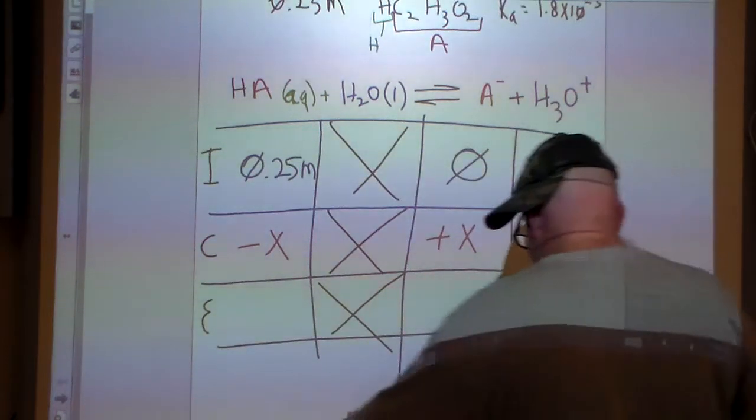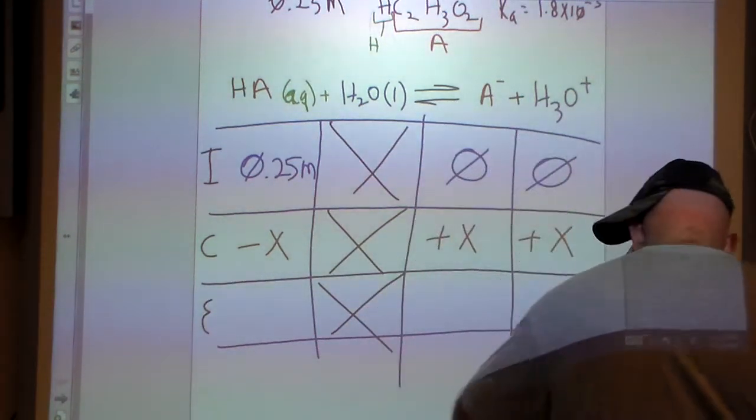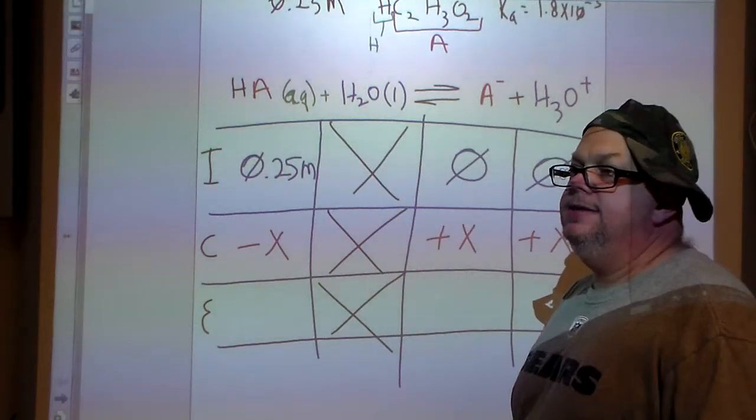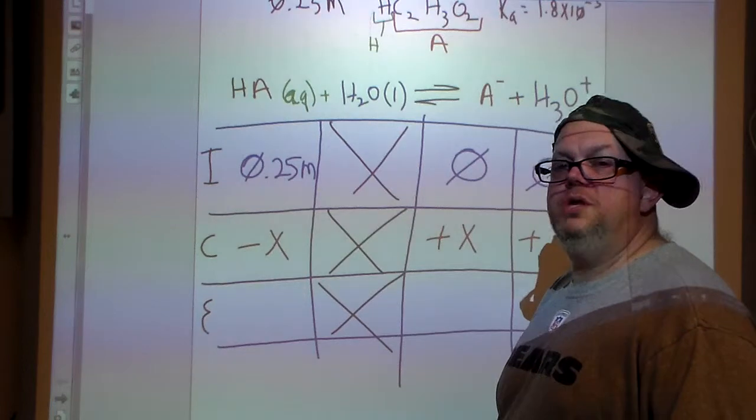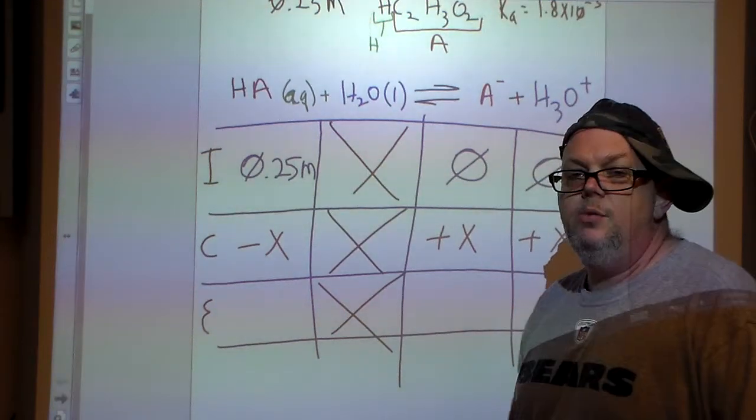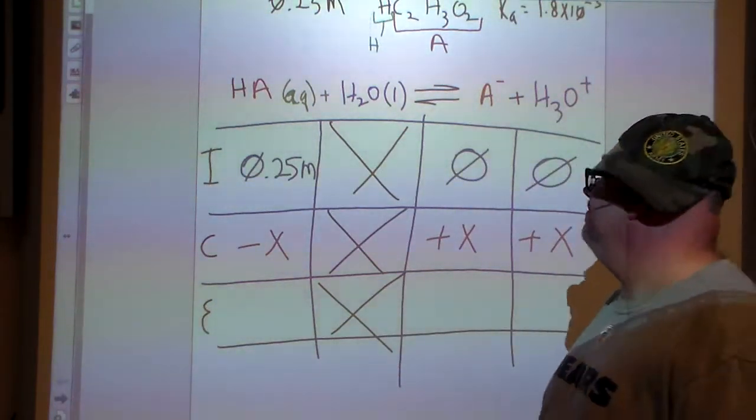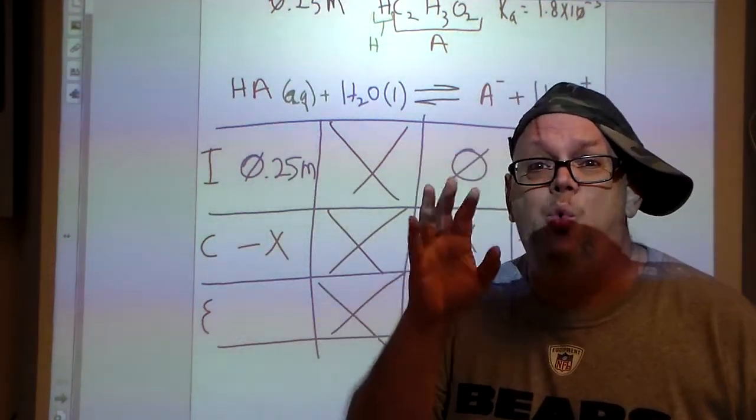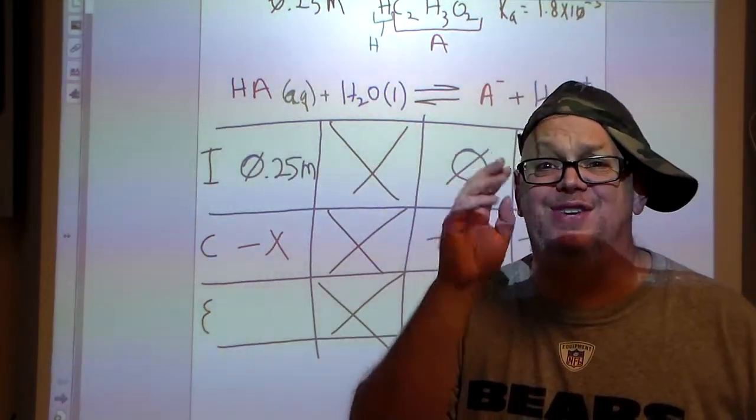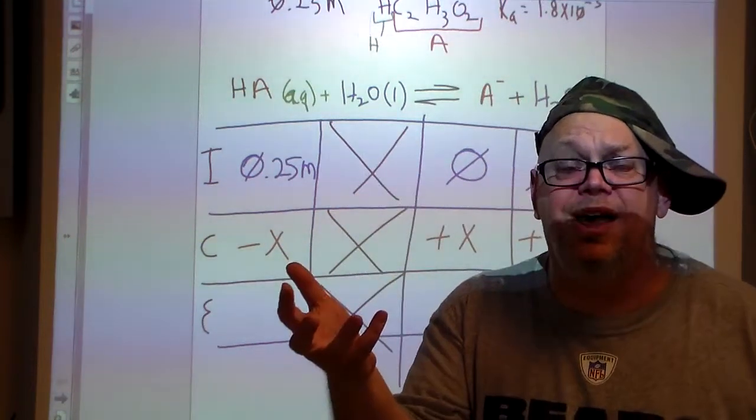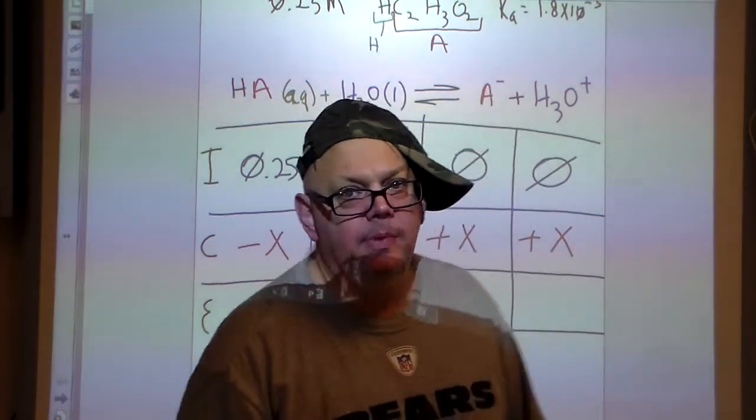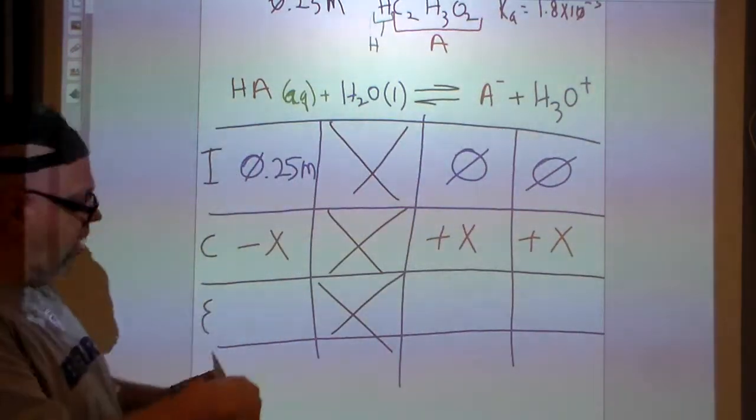All right, now we're going to assume that x is very small. And you'd say, wait a minute, why would we assume that? Why can't we use the quadratic formula on this? Dudette, it's already less than 5% dissociated to start with. Why are we making this more complicated for ourselves? Okay, so here we go.